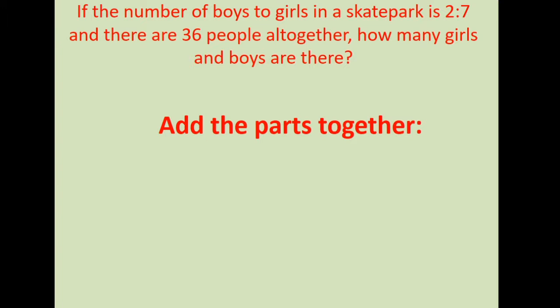Discuss out loud what I mean by the word parts. Parts are the numbers which are represented by the ratio. 2 parts which are represented by boys and 7 parts which are represented by girls. So if we add the parts together, we get the following. 2 plus 7 is equal to 9. Using the Singapore bar method, we can draw a bar consisting of 9 equal parts.